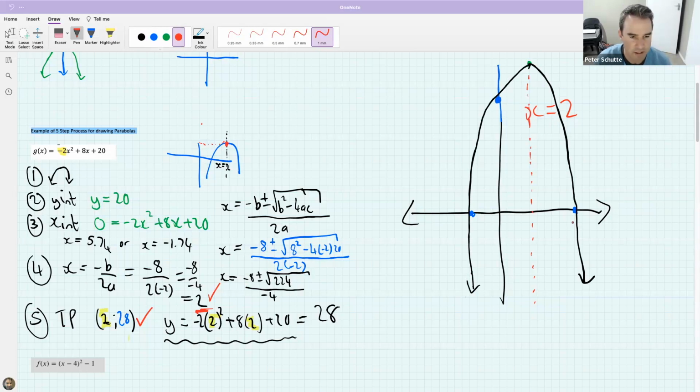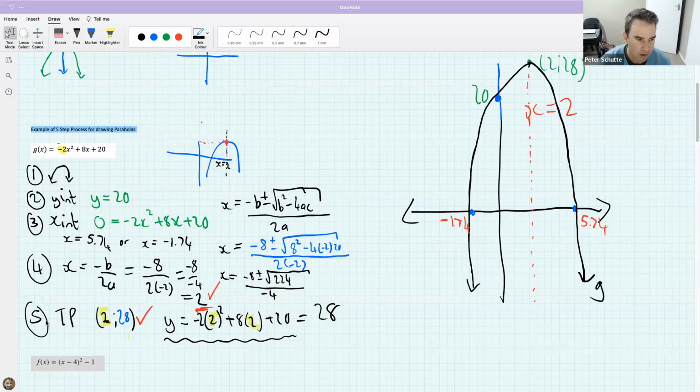So this is 5.74. This is minus 1.74. This was 20. This point was (2, 28). And is there anything else I need to label? Normally we would label the equation. And that's the 5-step process of how you draw your parabola. Now, I know that took quite a bit of time, but I think it's really helpful to see someone go through the whole 5-step process.